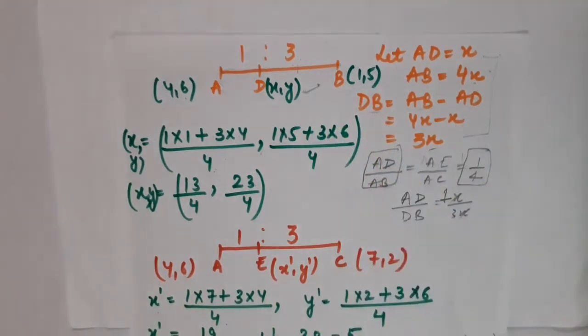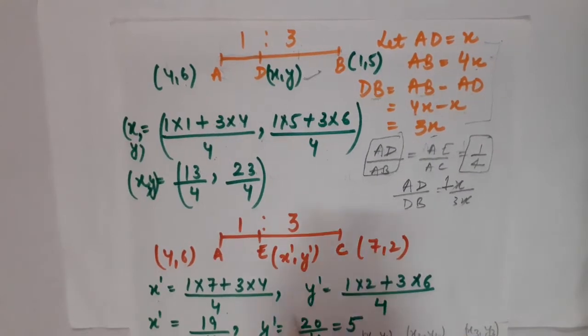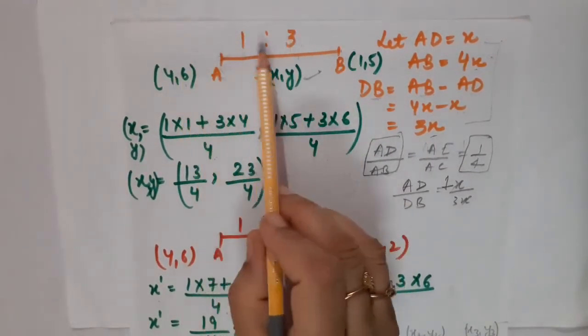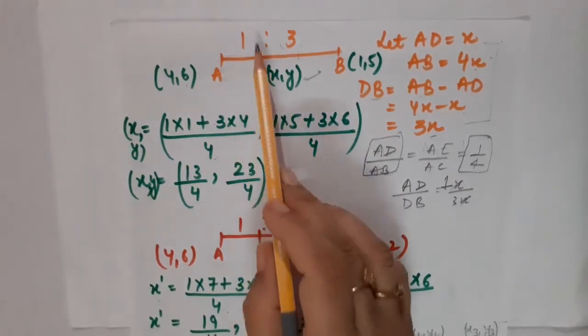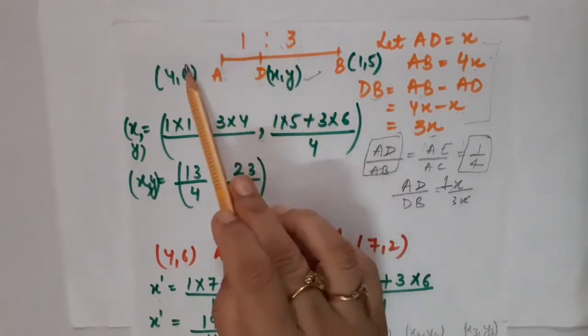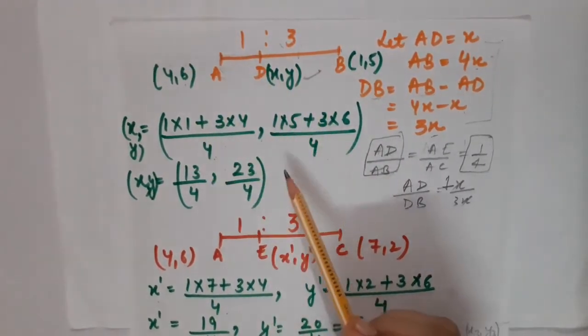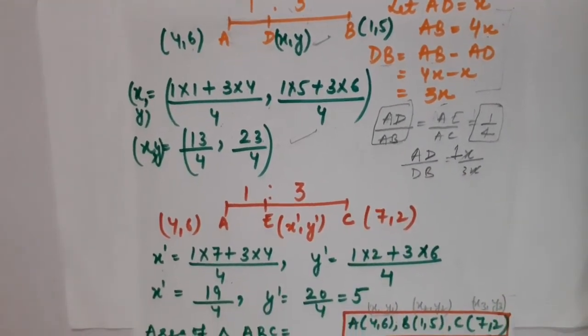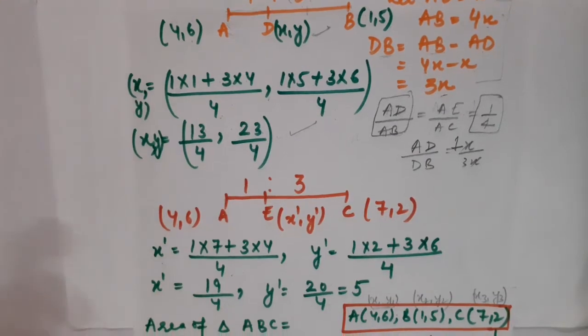So we have to calculate the coordinates of point D. Quite simple. We just have to apply the section formula. So it will be (1 into 1 plus 3 into 4) upon 4, and (1 into 5 plus 3 into 6) upon 4. So the coordinates of the point D are 13 upon 4 and 23 upon 4.